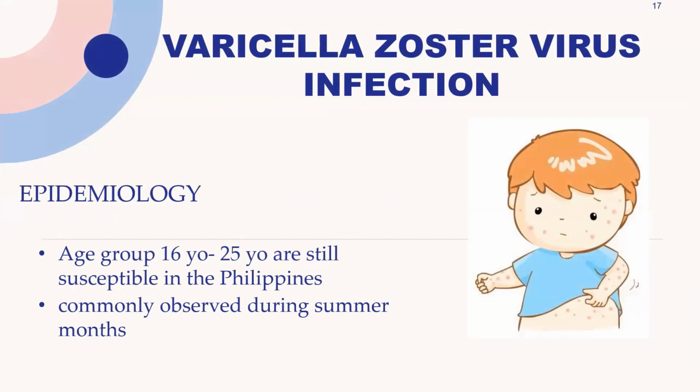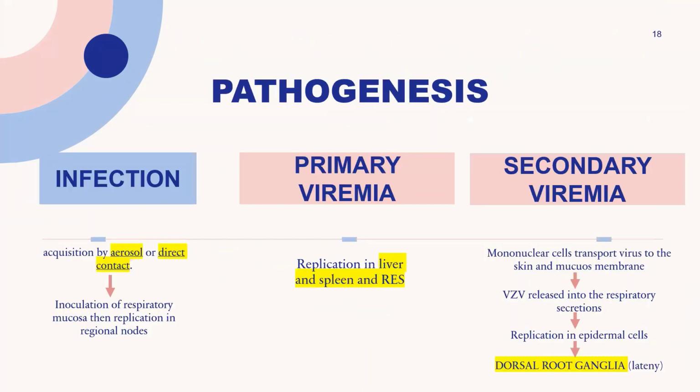For the primary impression, which is varicella zoster infection, the age group of 16 years old to 25 years old are still susceptible in the Philippines. Commonly, this is observed during summer months.